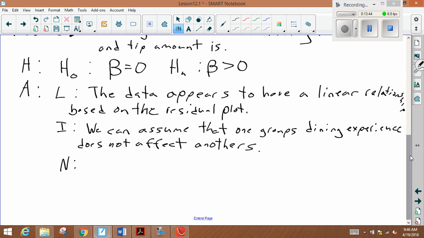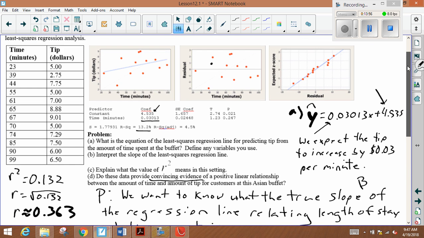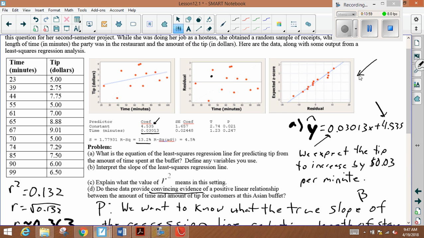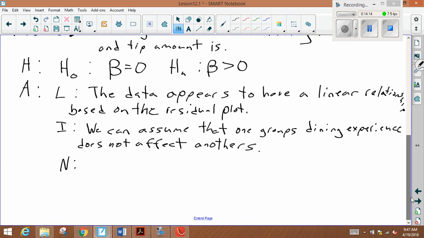All right, independent. Our normal probability plot that we have right here is telling me that it looks like there is a fairly linear relationship between our expected z-score and residual, so we can assume the data is approximately normal. It's right on.